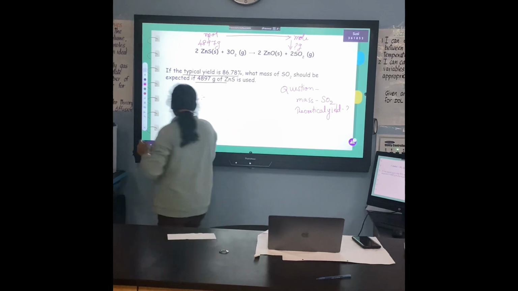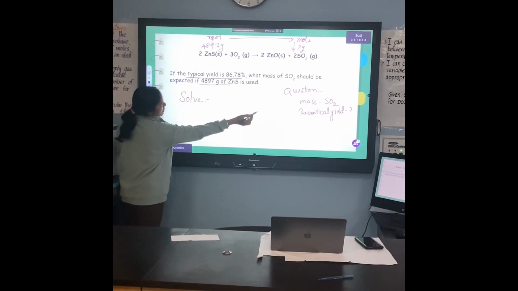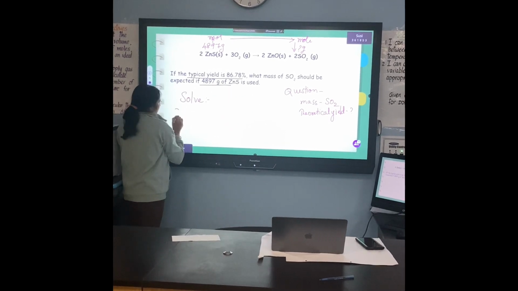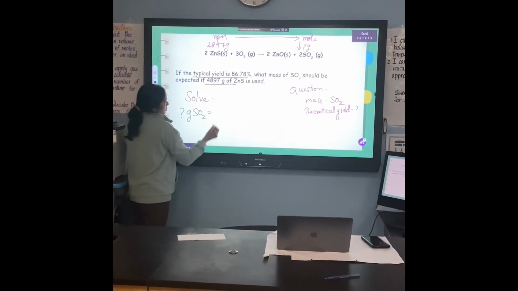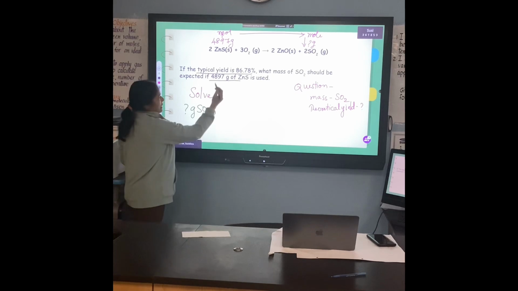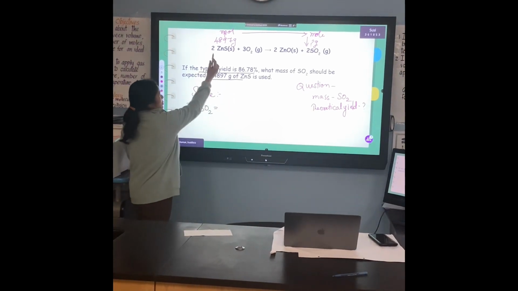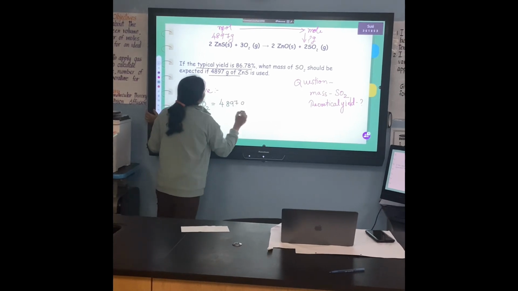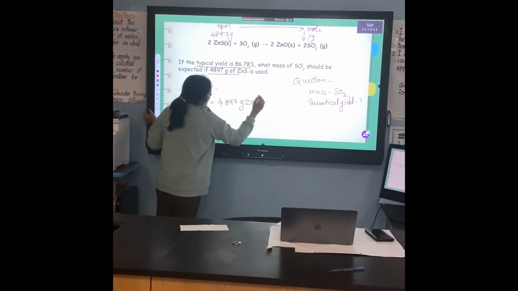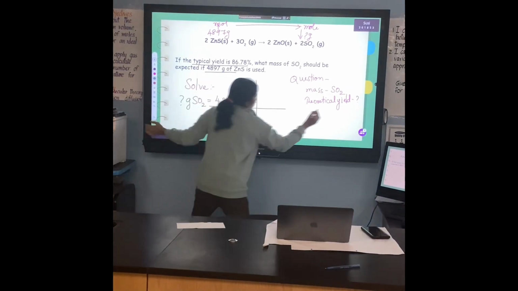Now first thing we will have to write the question. What's given? What's the question asked? Grams of sulfur dioxide. Now what is given here? We are going to take from the previous page what is given. So that is 4,897 grams of zinc sulfide. Now we are going to find out now.